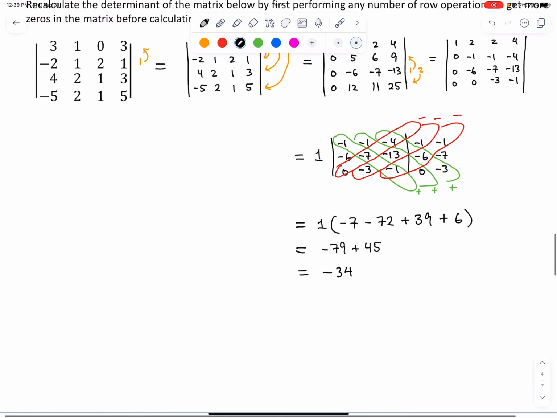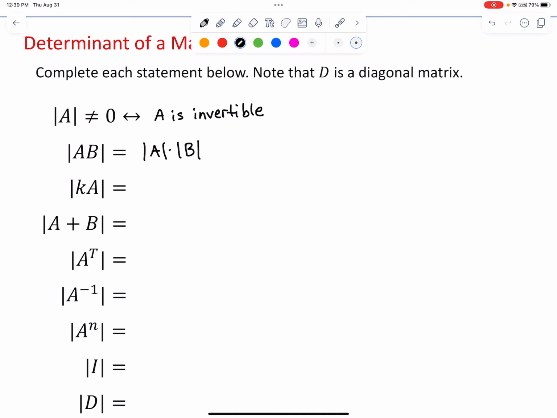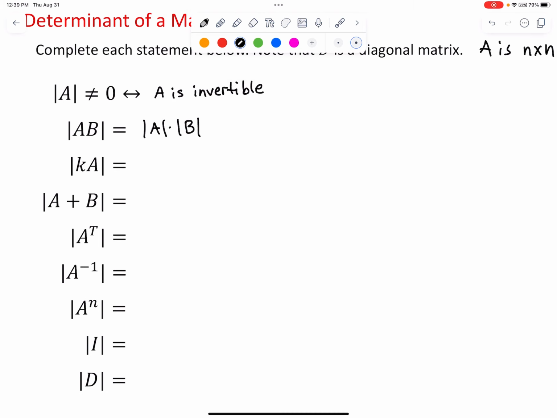Turns out it's always true. Let's keep in mind that A is n by n, so maybe we should specify that for this next one. Let's say that A is n by n. Now when you multiply a matrix by a scalar, you multiply all the rows by that scalar. You multiply every entry by that scalar.